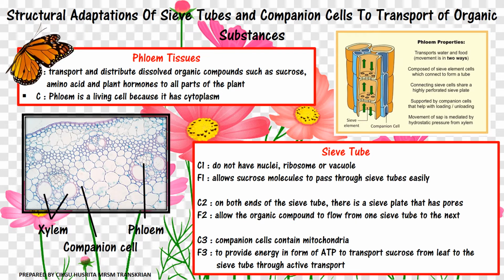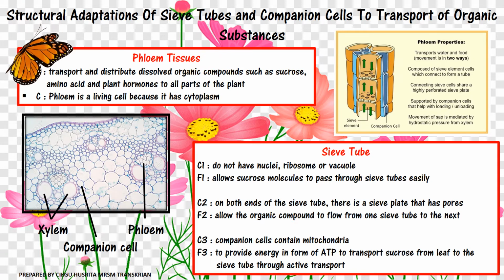The first one, the sieve tube does not have nuclei, ribosome or vacuole. This is to allow the sucrose molecule to pass through the sieve tube easily. That's why the sieve tube does not have nuclei, ribosome or vacuole. The second characteristic of the sieve tube, on both ends of the sieve tube, there is a sieve plate that has pores, as you can see in the picture here. This shows the sieve plate which has pores.